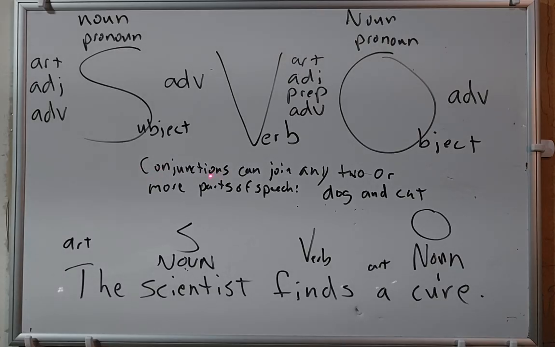By the way, conjunctions are joining words. They can join any two or more parts of speech. They can be dog and cat. It can be adjectives, fat and slow. It could be adverbs, walked slowly and carefully. You see, the conjunction joins two like parts of speech, not different. You can't join a subject and a verb. You don't say subject and verb. Okay? You say subject and subject. Tommy and Billy. Those are conjunctions. We will review those in a later video.